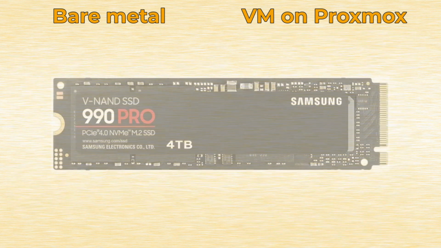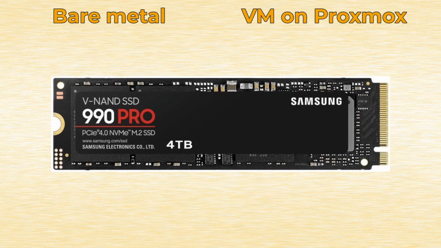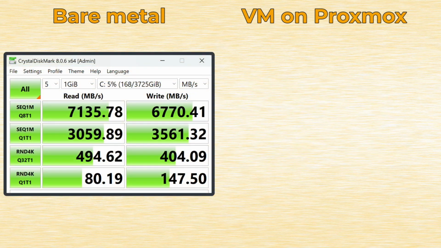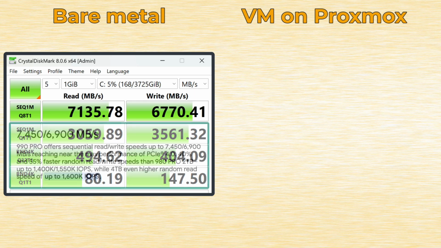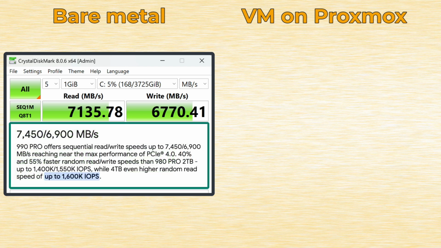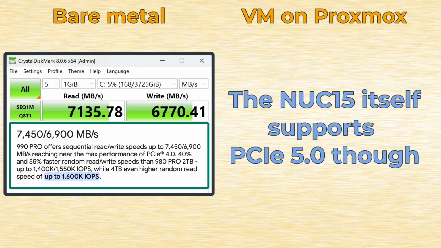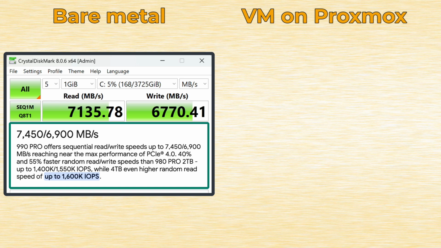And now the SSD drive. I have that Samsung 990 Pro SSD, and on bare metal we had 7100 meg read and 6700 write. These results were pretty close to what Samsung claims this drive is expected to reach, because it's a PCI Express 4.0 SSD, and 7400 or around that is the maximum read speed for it.